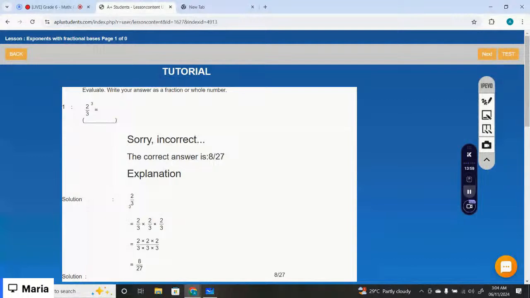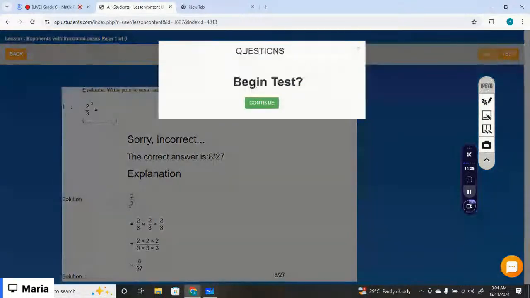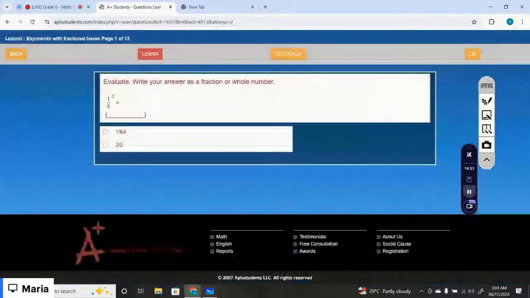You have to do 2 by 3 times 2 by 3 times 2 by 3, right? You have to do 2 times 2 times 2, that is 8, and then 3 times 3 times 3, that is 27. So the correct option is, got it? That is 8 over 27. Let's just start with the test question. Let's see how we evaluate the fractional bases. You can have a look at the tutorial by yourself later today. They are already solved.